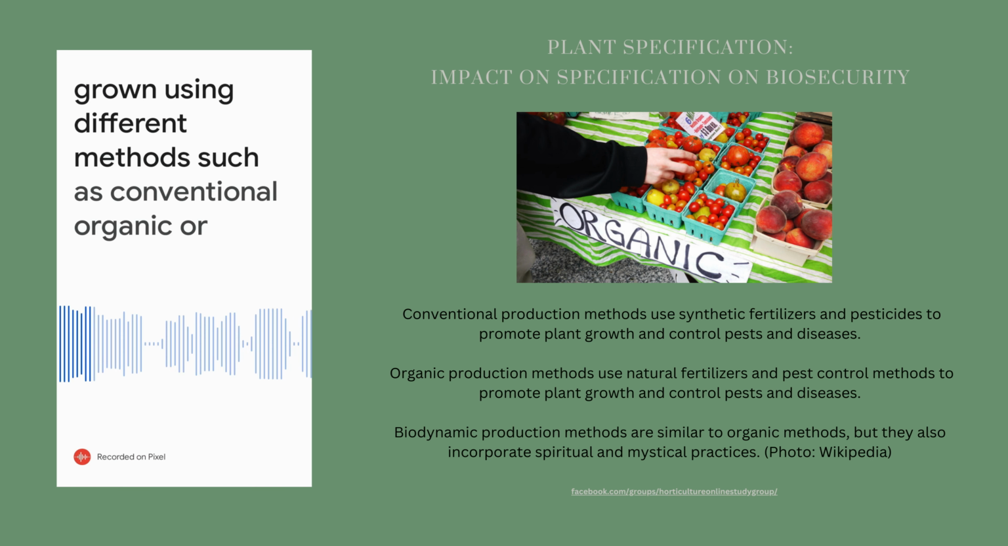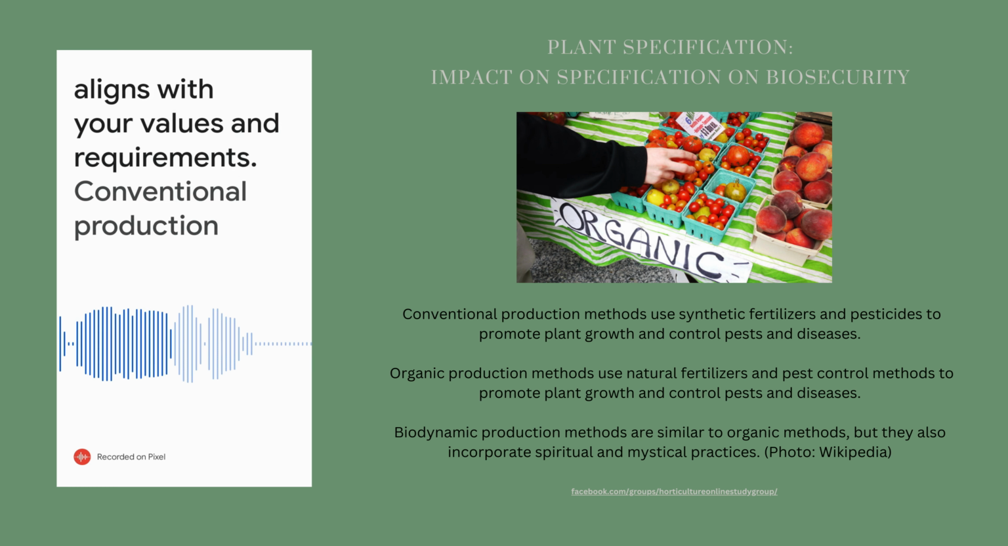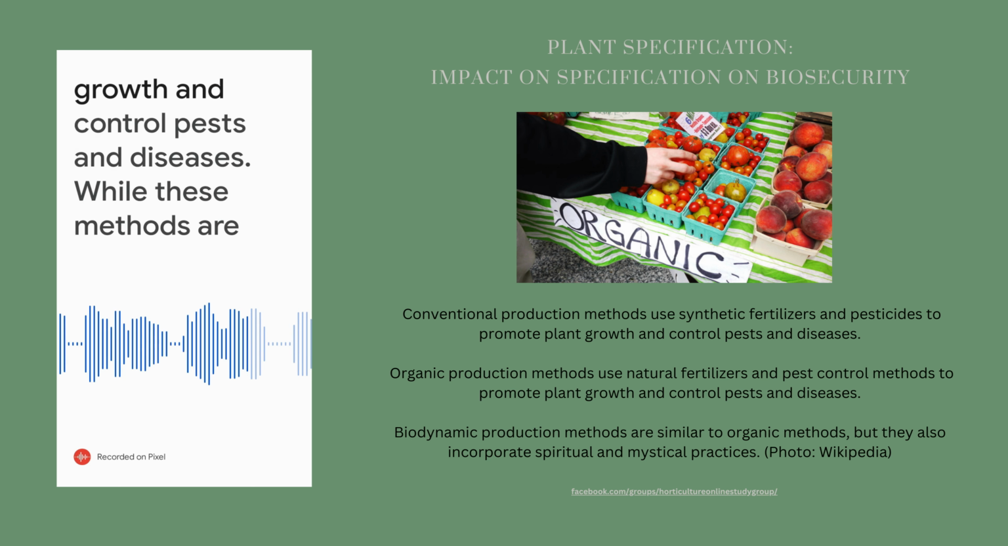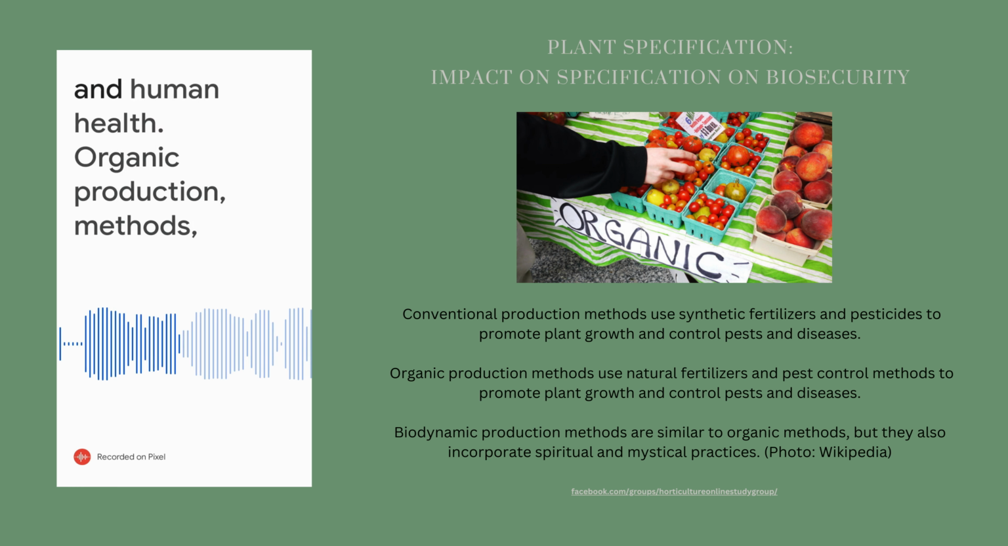Production method is also an important consideration. Plants can be grown using different methods, such as conventional, organic, or biodynamic. It is important to choose a production method that aligns with your values and requirements. Conventional production methods use synthetic fertilizers and pesticides to promote plant growth and control pests and diseases. While these methods are effective, they can have negative impacts on the environment and human health.